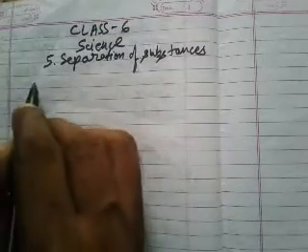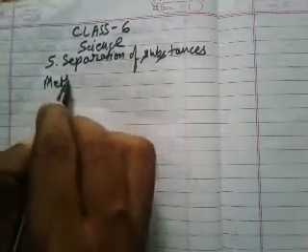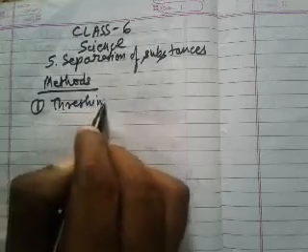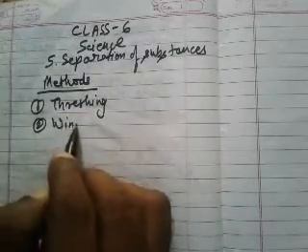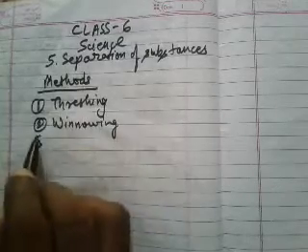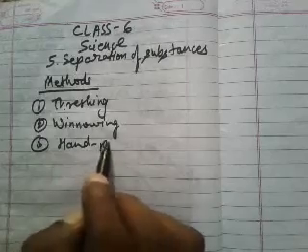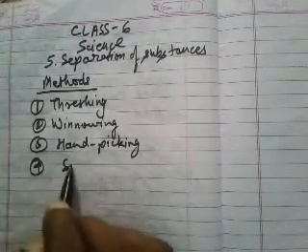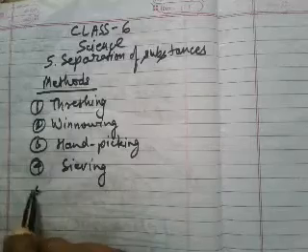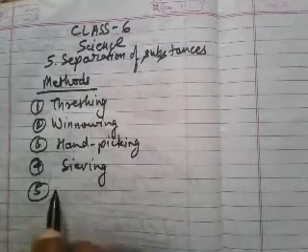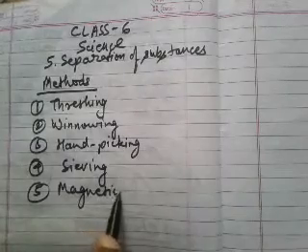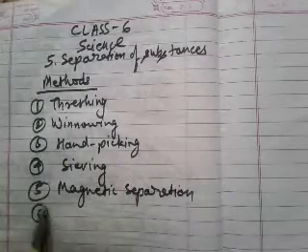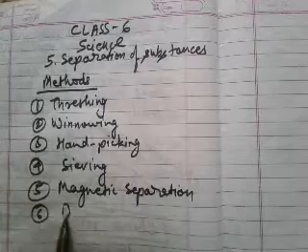In this chapter we discussed some methods for the separation of substances like threshing, winnowing, hand picking, sieving, magnetic separation, and decantation.